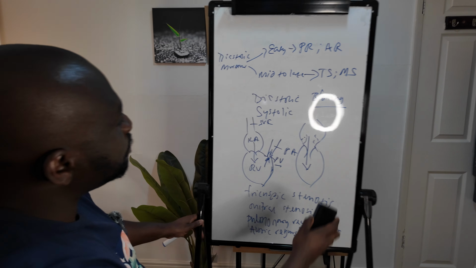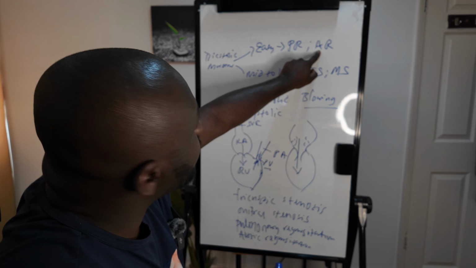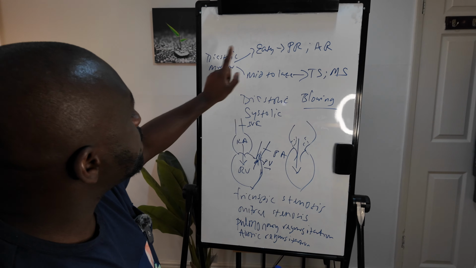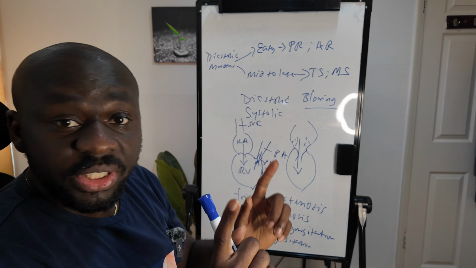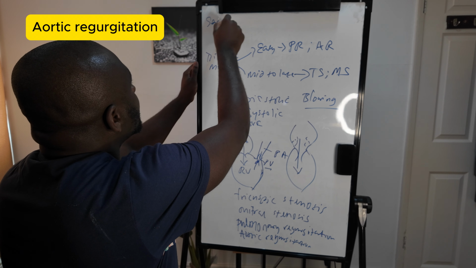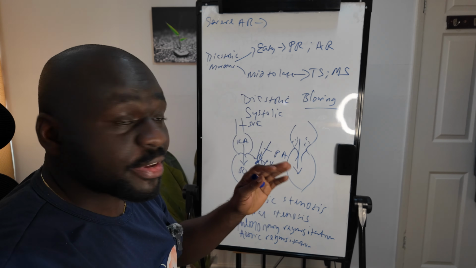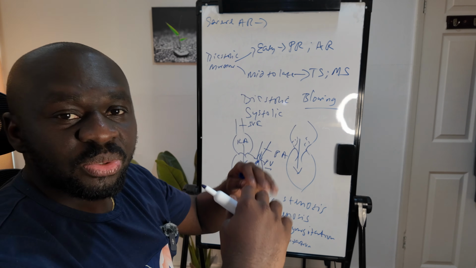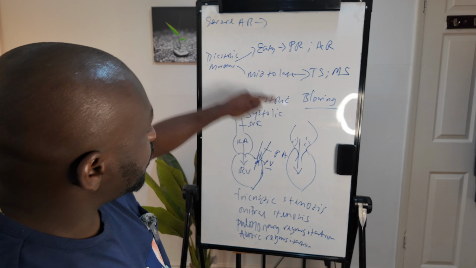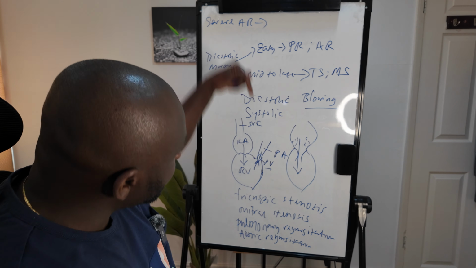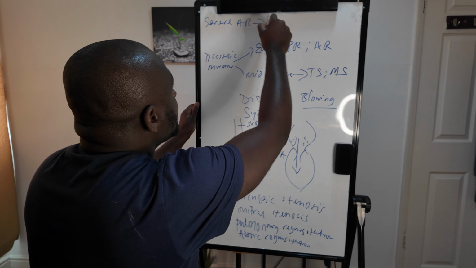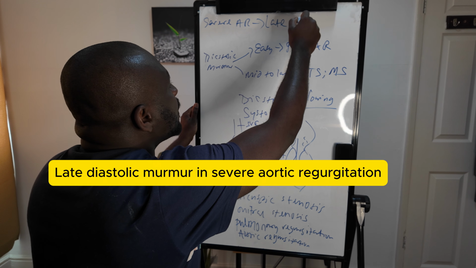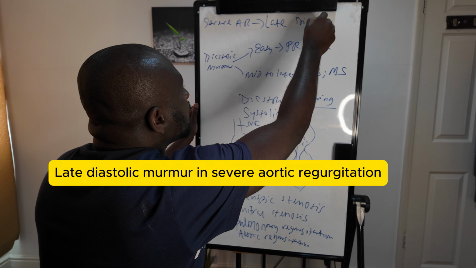Just to mention Austin-Flint. Yeah? So if we go back to our diastolic murmur, we mentioned aortic regurgitation there, causing an early diastolic murmur. So this aortic regurgitation here, we're talking about a mild to moderate aortic regurgitation. If we have a severe aortic regurgitation, that means it's literally just porous. As soon as systole ends, blood just starts leaking from the aorta back into the left ventricle. So in a severe aortic regurgitation, if it's very severe, you can have a late diastolic murmur.